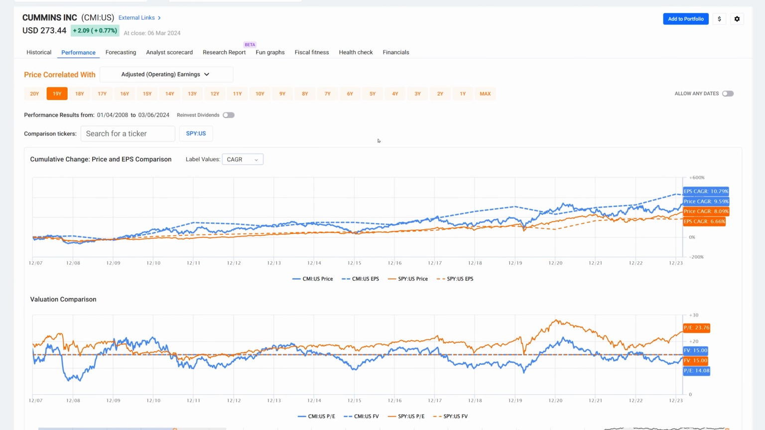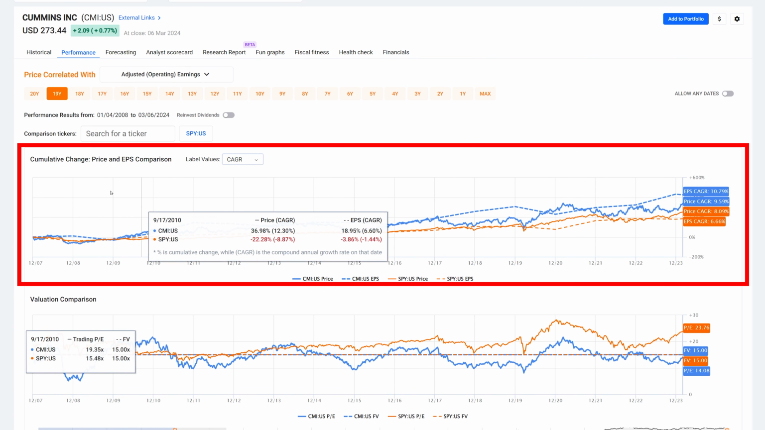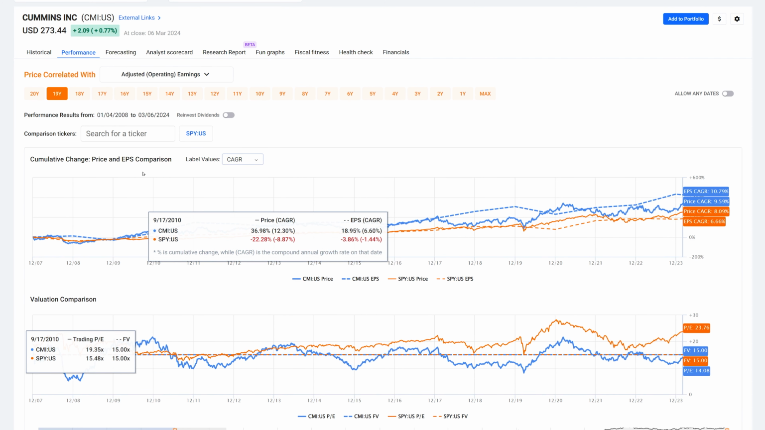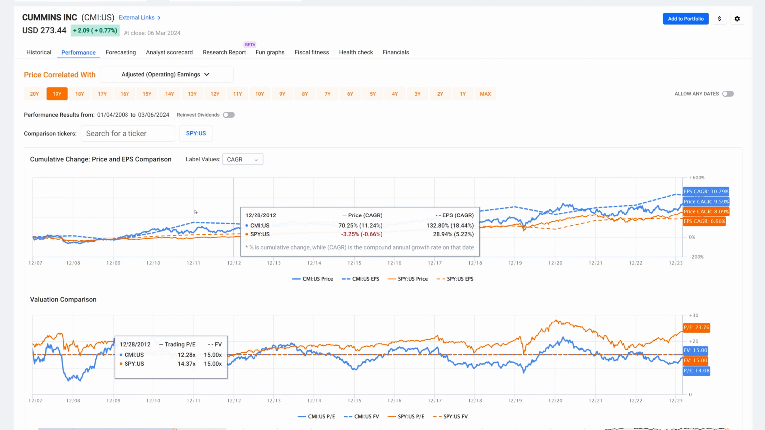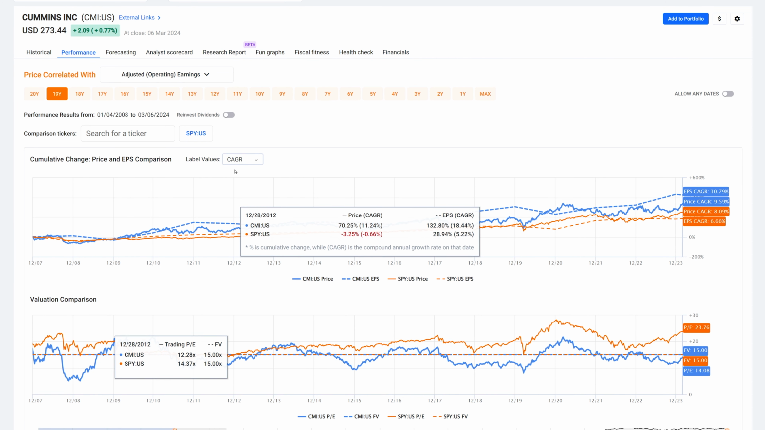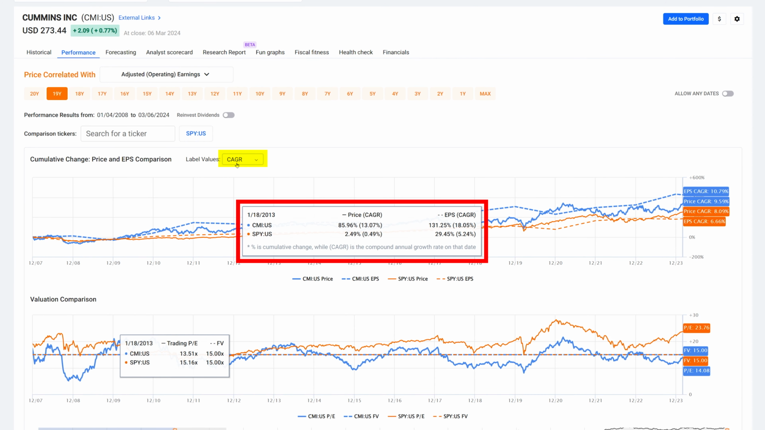Now let's look at Cummins, and let's look at it from this time frame by the features that we've added with these two graphs. The first graph we have is the cumulative change in price and earnings. In other words, what we're measuring here with this graph is how fast earnings grew and how fast prices grew. And I'm using the compound annual growth rate to do that.